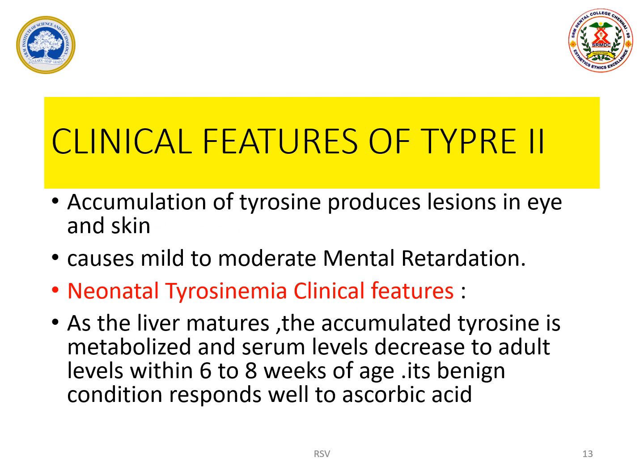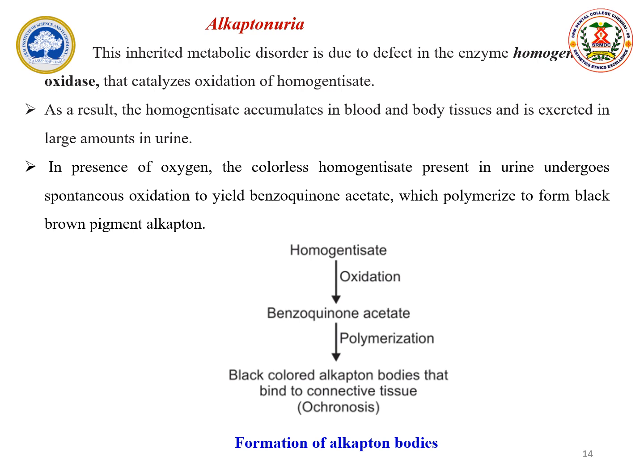Clinical features of type 2 tyrosinemia. Accumulation of tyrosine produces lesions in the eye and skin. Accumulation of tyrosine causes mild to moderate mental retardation. In neonatal tyrosinemia, these are the clinical features. As the liver matures, the accumulated tyrosine is metabolized and serum levels decrease to adult level within 6 to 8 weeks of age. It's a benign condition which responds well to ascorbic acid.